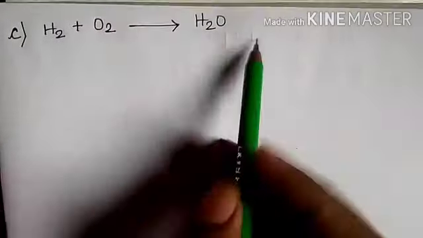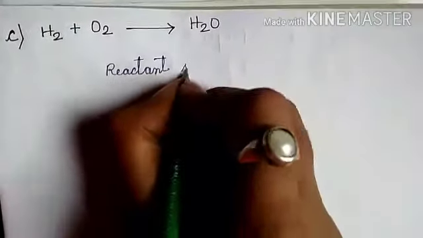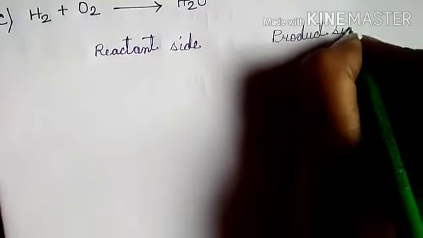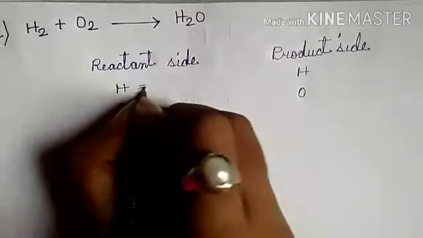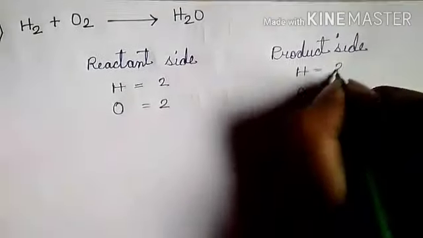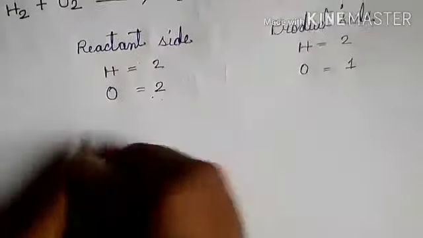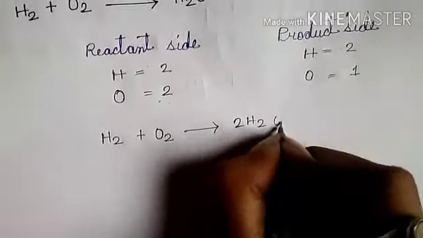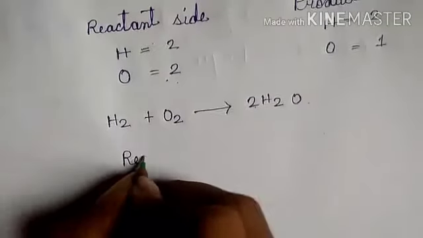Now we'll see the next question: H2 plus O2 gives H2O. First we find the number of atoms on either side, the reactant side as well as the product side. See, hydrogen and oxygen; on the product side there is also hydrogen. On the reactant side there are 2 hydrogen atoms and 2 oxygen atoms, but on the product side there are 2 hydrogen atoms and 1 oxygen. To balance the oxygen atom, what will we do? We'll multiply H2O by 2. After multiplying, what does hydrogen become?